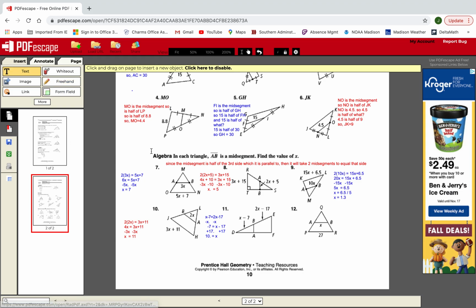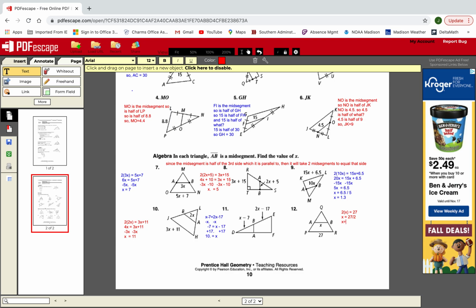Last problem. On 12, again, I have something on the midsegment, and I have something on the other side. It takes 2 midsegments, or 2 times x, to equal the third side, which it is parallel to, so 2x equals 27. So all I need to do then is divide both sides by 2, and I get that x equals 27 divided by 2.